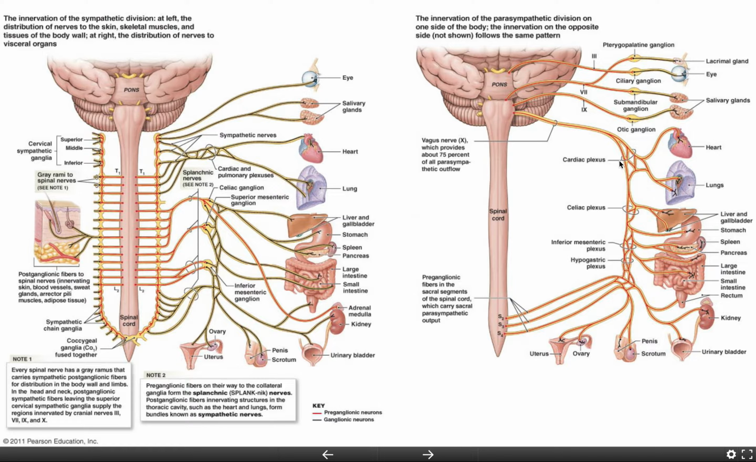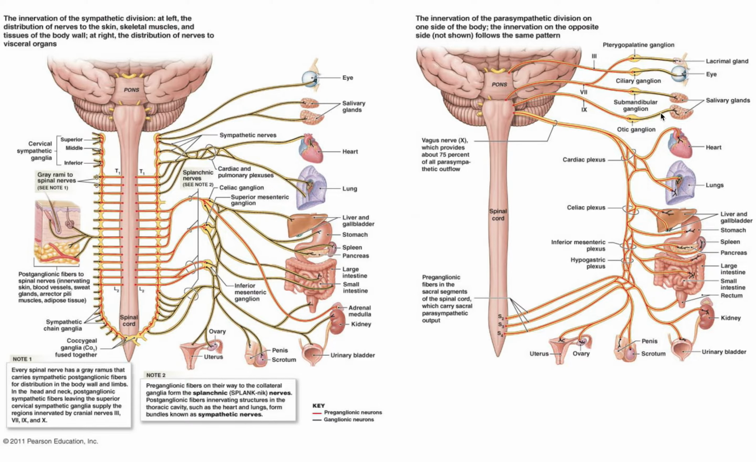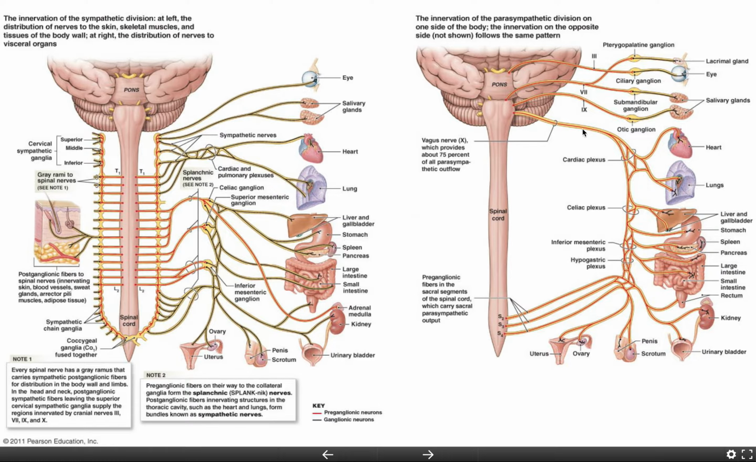Whereas in the parasympathetic division, the ganglia are out here closer to the target organs. So they have long preganglionic neurons and short postganglionic neurons. And the cranial nerve that carries most of the parasympathetic stimulation is this one right here. You can see it's innervating the heart, lungs, and the whole digestive system, and that is the vagus nerve.